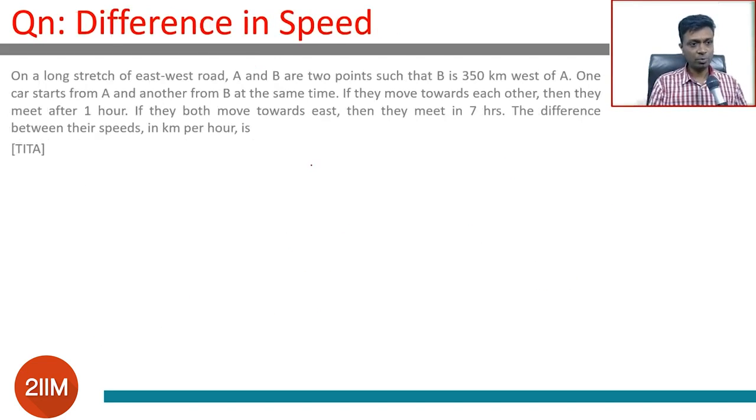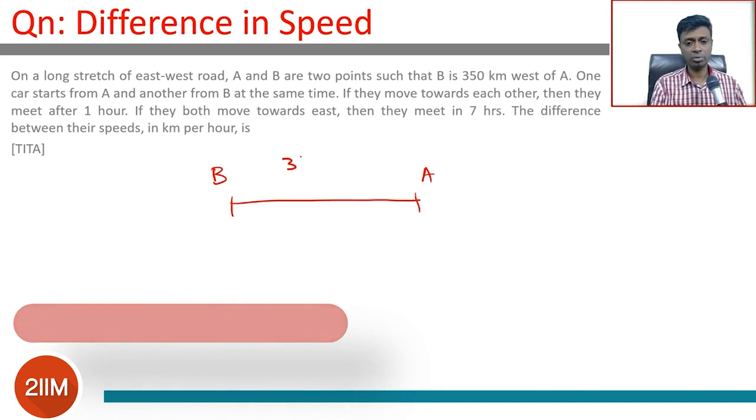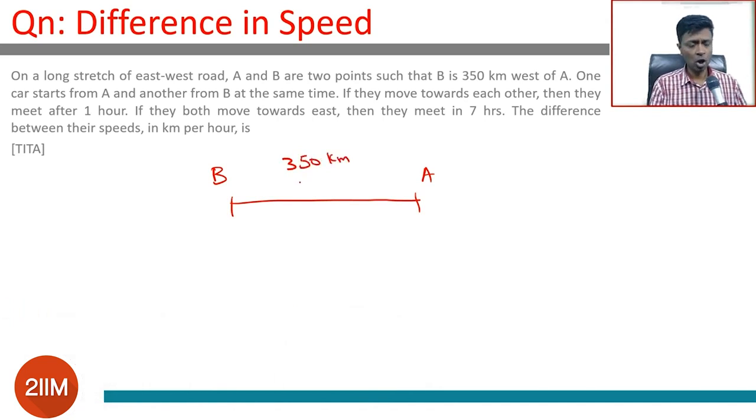Let's look at this one. Difference in speed. On a long stretch of east-west road, A and B are at 2 points such that B is 350 kilometers west of A. So B here, A here, 350 kilometers is the distance between B and A. One car starts from A and another from B at the same time. If they move towards each other, then they meet after 1 hour. Let's say B travels at B kilometers per hour, A travels at A kilometers per hour. They meet in 1 hour, so the relative velocity is A plus B kilometers per hour.